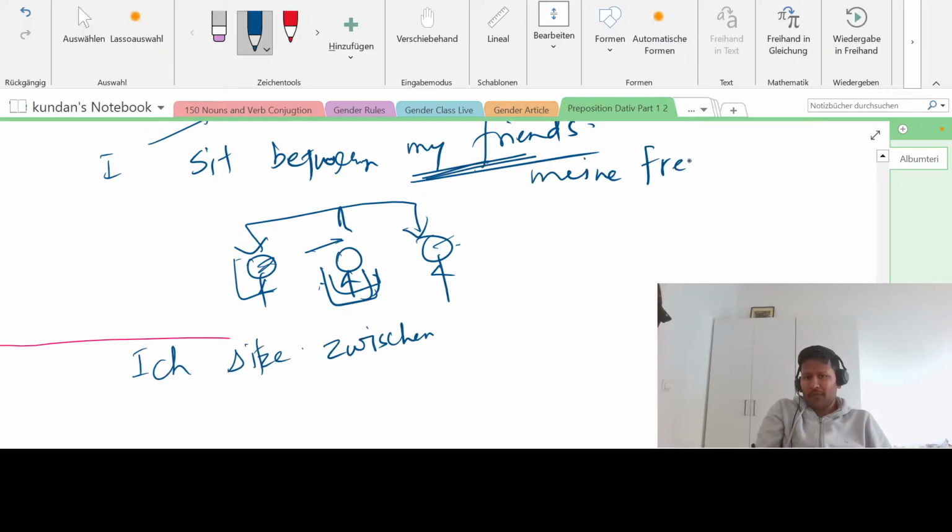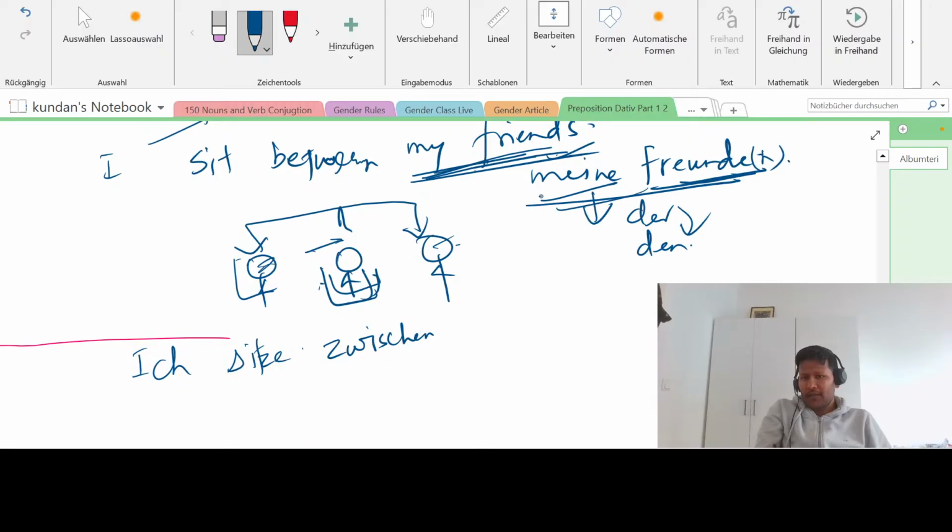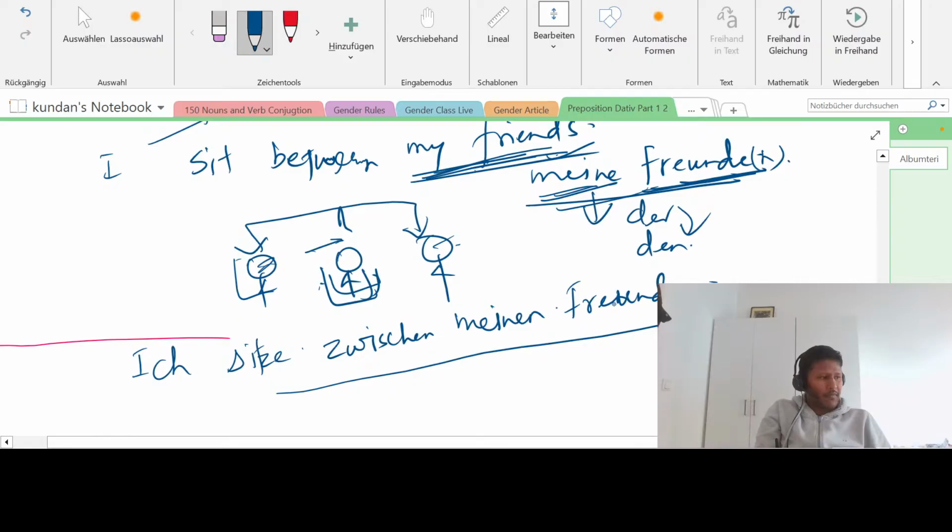This is what? My friends in plural, right? In plural, what happens? Meine Freunde. But in dative, what will happen? The meine changes to meinen, right? In dative. And with the noun, you have to add an extra n in plural. Many friends are there. So it is meinen Freunden. Ich sitze zwischen meinen Freunden. Okay. Is there any doubt in this one?